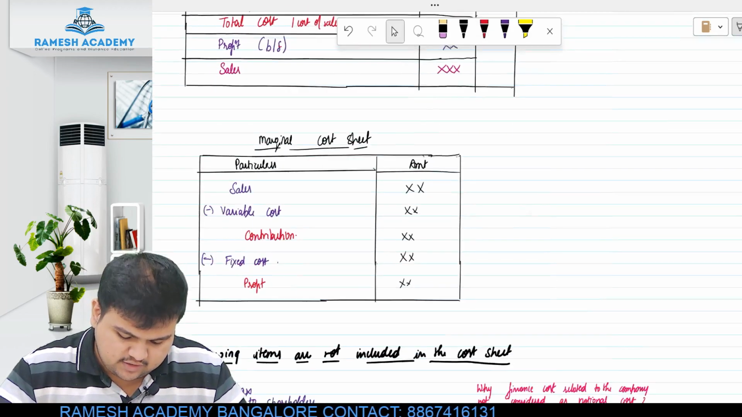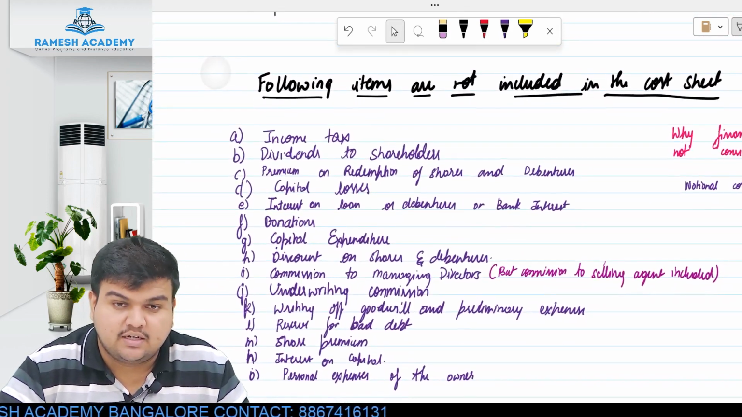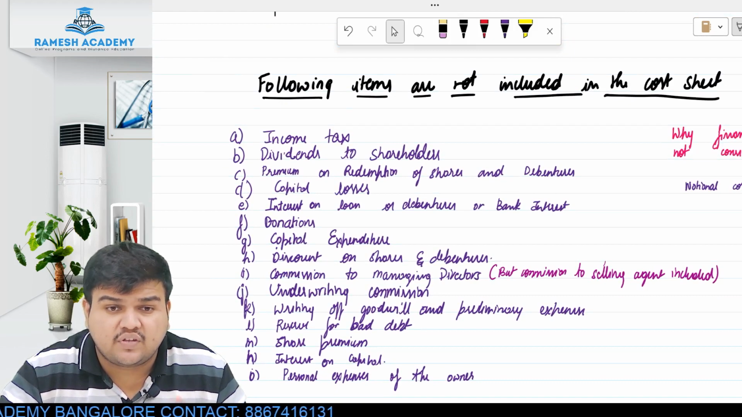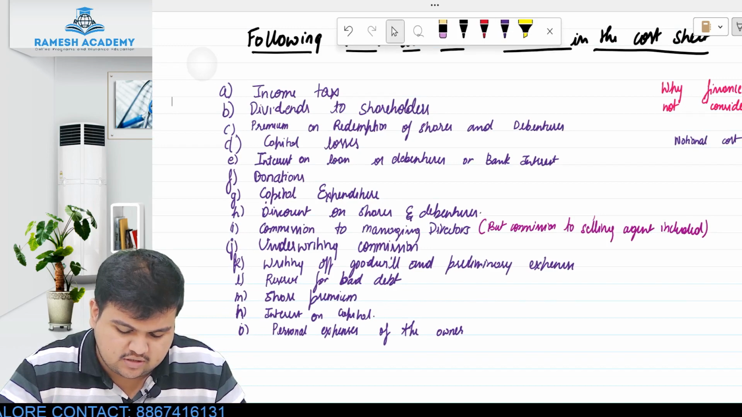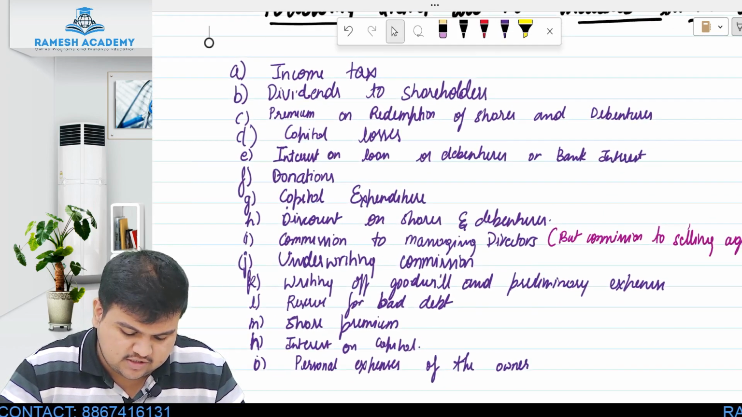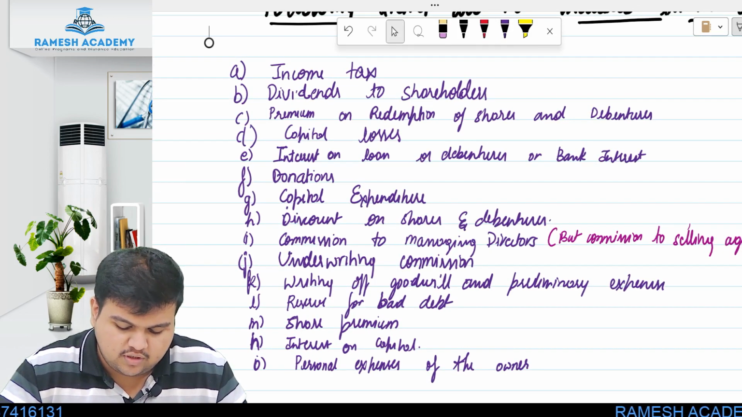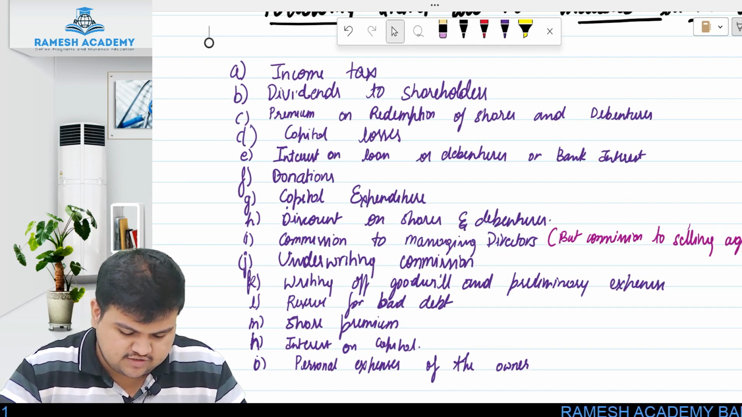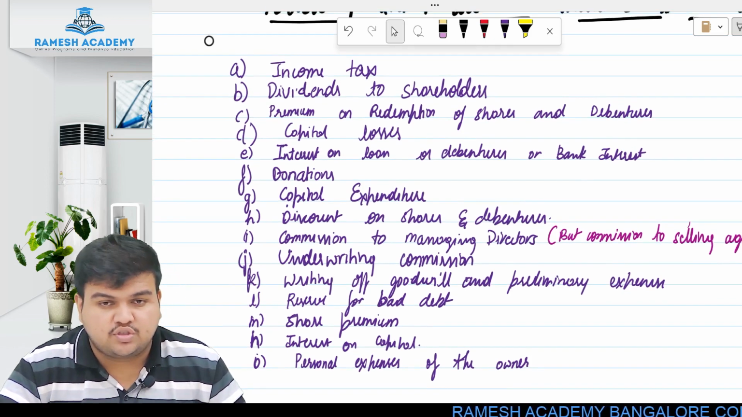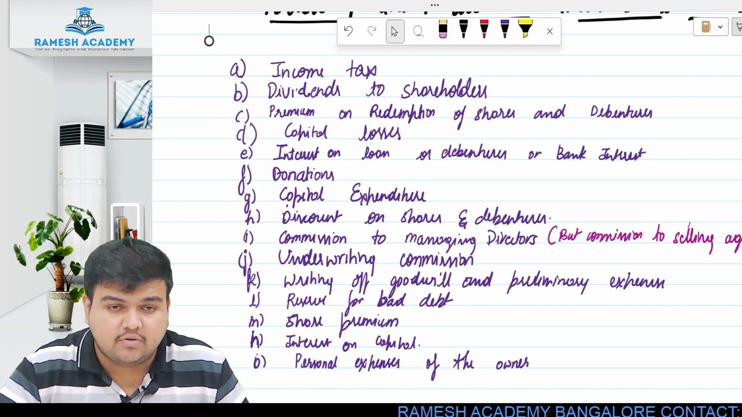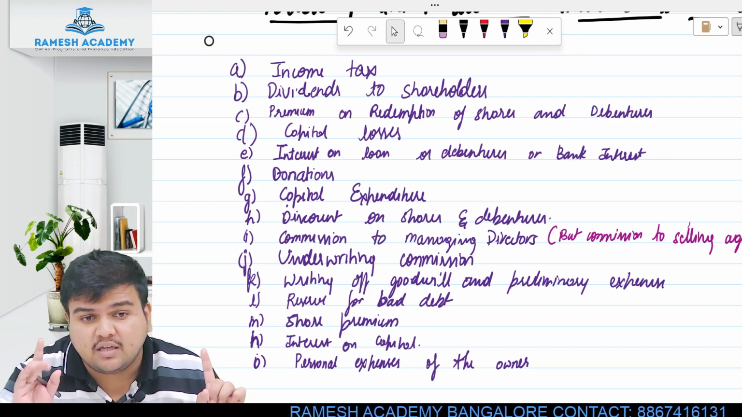Okay, then there are a few items not to be included in the cost sheet. First one is income tax, dividends to the shareholders. These are finance expenses. Premium and redemption of shares and debentures, capital losses, sale of any building or any loss you incur, interest on loan and debentures, donations, whichever you paid, capital expenditure. They may give you the question, so just take a screenshot and look, not by heart, just get an idea which costs are not to be included in the cost sheet.